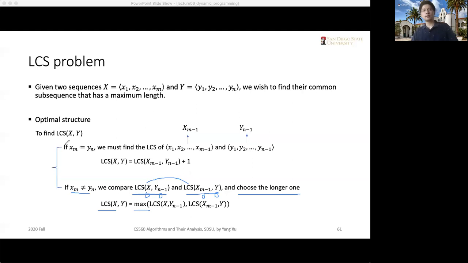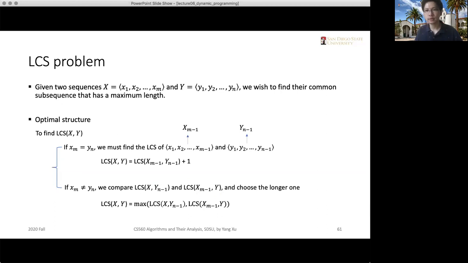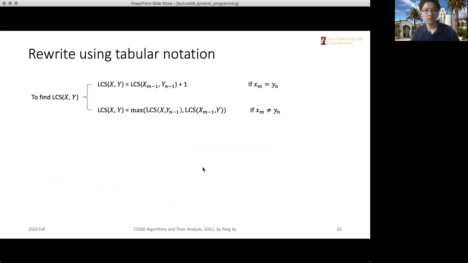So these two cases actually exhaustively list all possible optimal substructures. So we basically should, based on this optimal substructure, implement the dynamic programming approach. Okay, so we will use the same trick to rewrite the optimal substructure with a tabular notation.